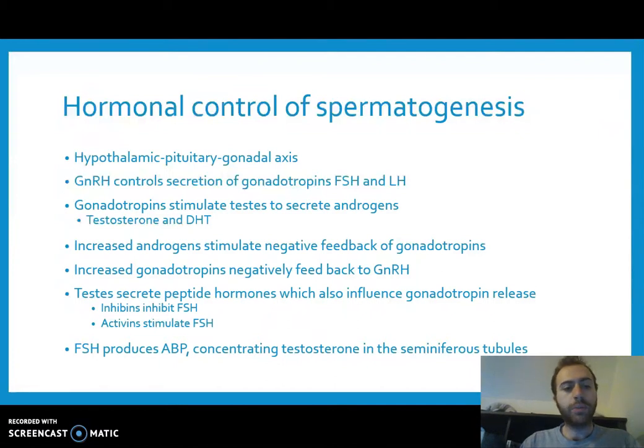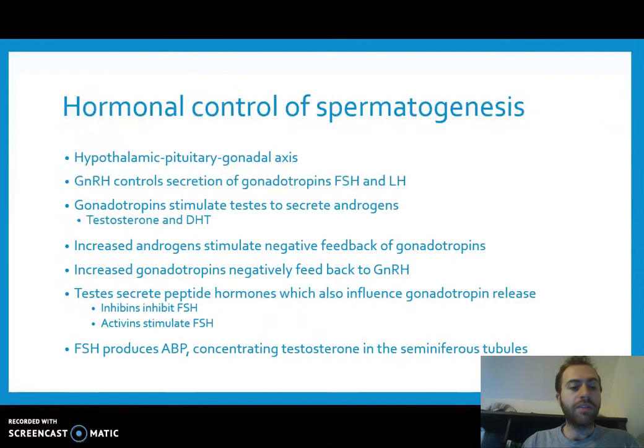Hormonal control of spermatogenesis follows long-loop and short-loop feedback pathways. Androgens always maintain negative feedback on gonadotropin release, meaning that increases in testosterone and DHT suppress FSH and LH secretion. Gonadotropins also function in a short-loop pathway, inhibiting GnRH release from the hypothalamus. Lastly, the testes secrete peptide hormones directly influencing pituitary gonadotropin release. Inhibins inhibit FSH secretion, while activins stimulate FSH secretion and promote spermatogenesis.